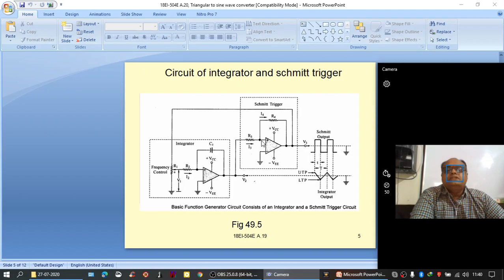Now what is the potential, or what is the voltage, at the non-inverting terminal of the second operational amplifier that is used for the Schmitt trigger? It has to be found by using the superposition theorem, because two supply voltages are available on both sides of the network, that is V3 and V2.